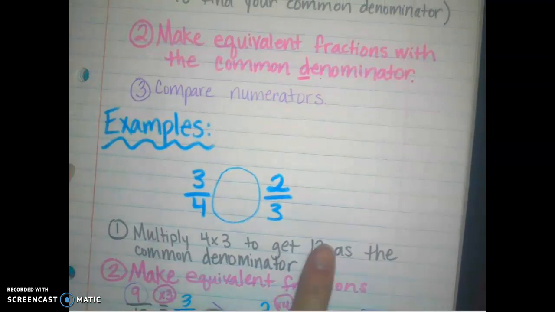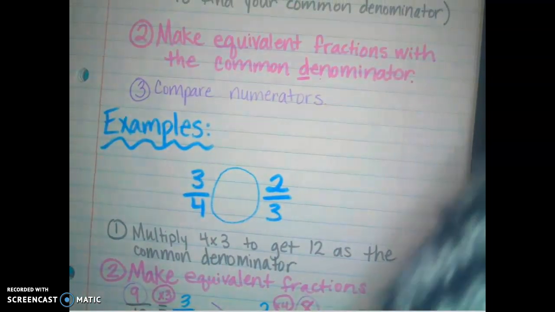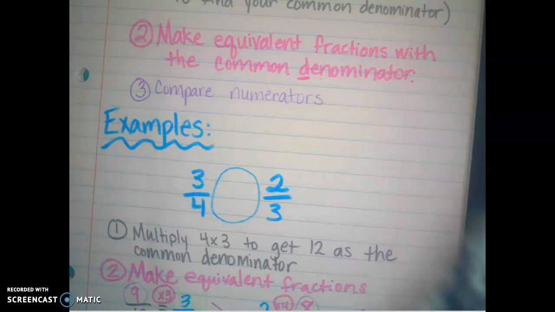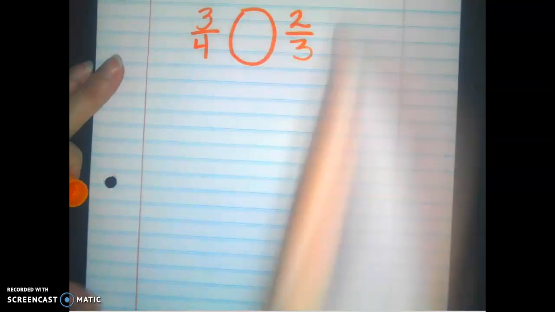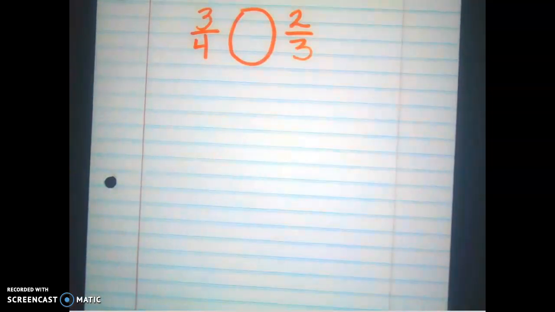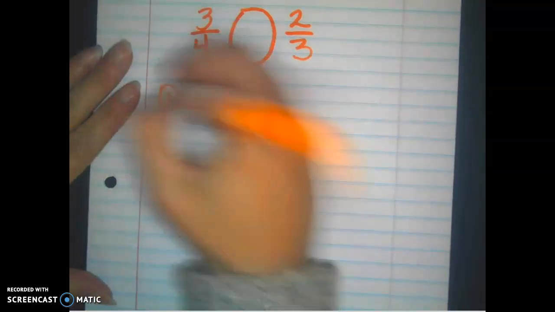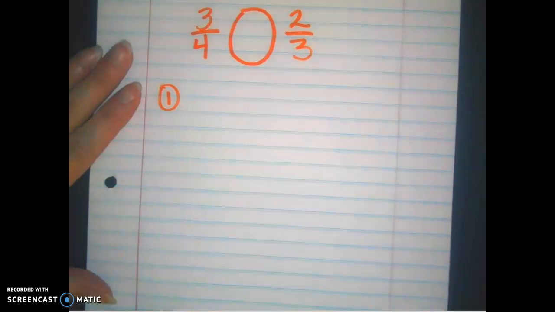So here's the first example that I did. I'm going to work this one out on paper so you can follow along. So I'm going to show you these steps. So we have 3/4 compared with 2/3. So your first step is to get a common denominator. So step 1, if you follow along on your notes, it says get a common denominator.